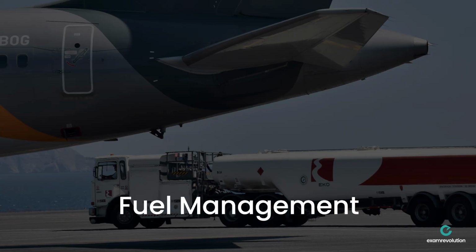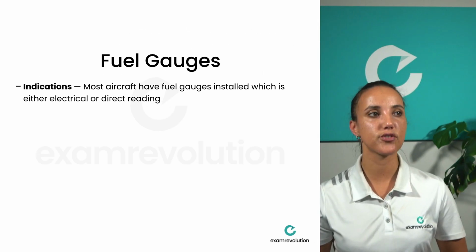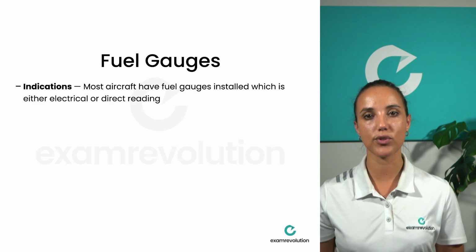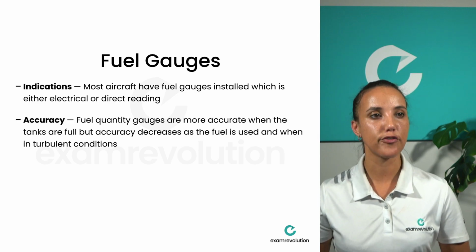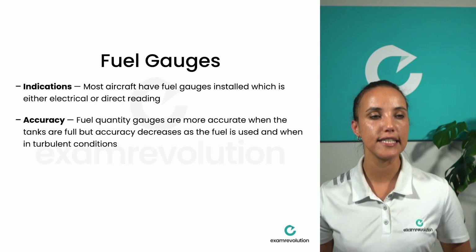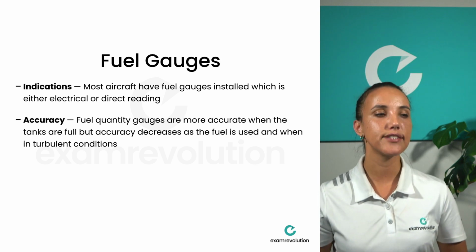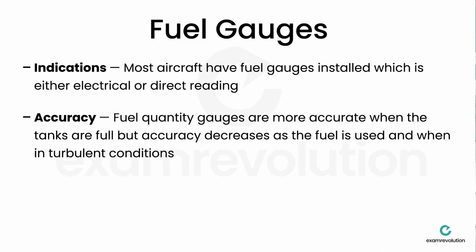Let's now have a look at fuel management. Most aircraft have fuel gauges installed, which are either electrical or direct reading. Fuel quantity gauges are more accurate when the tanks are full, but accuracy decreases as the fuel is used, and in turbulent conditions.